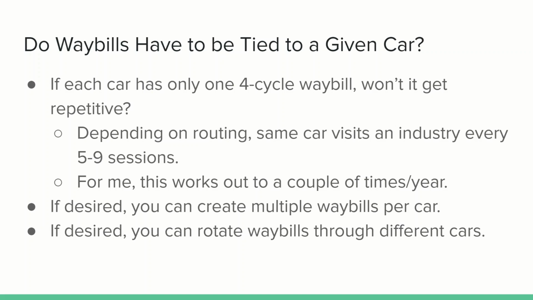And it's variable because it depends on whether the car routes through interchanges versus routing through staging, and whether it's being held at multiple industries along the way. But in that case, if it's going to an industry every 5 to 9 sessions, what this really works out to is only a couple of times a year, even if I'm operating once a month. It's just not going to be that many times that it's going to show up, and the odds of the same operator getting that same job and seeing that same car and remembering it probably aren't too great.